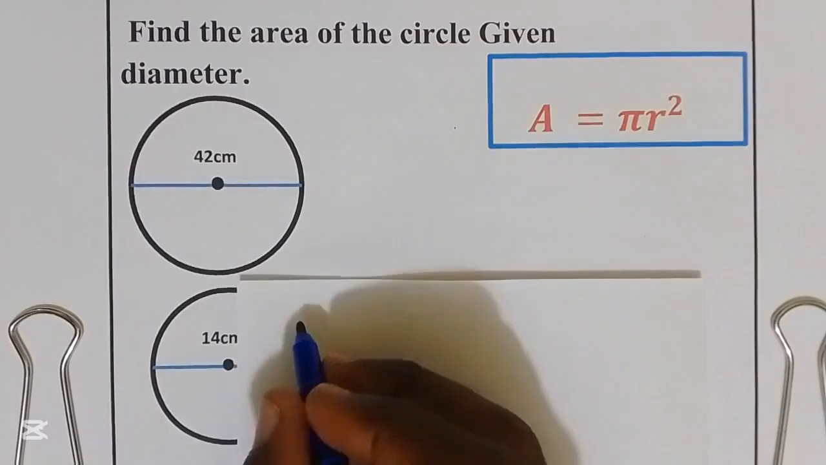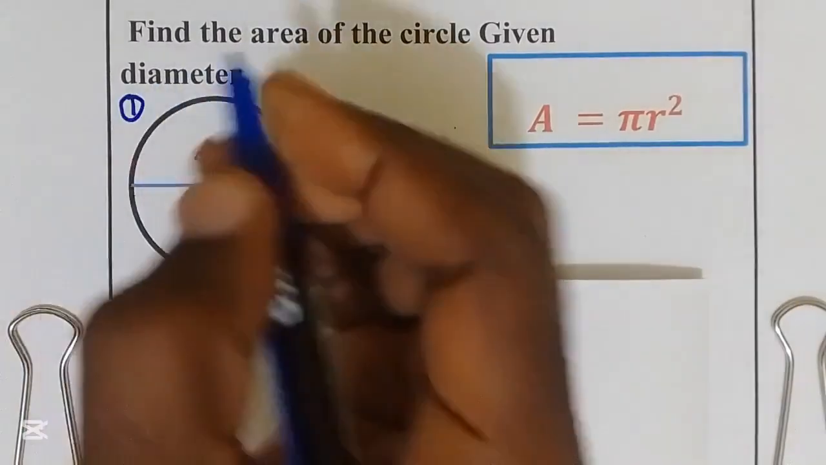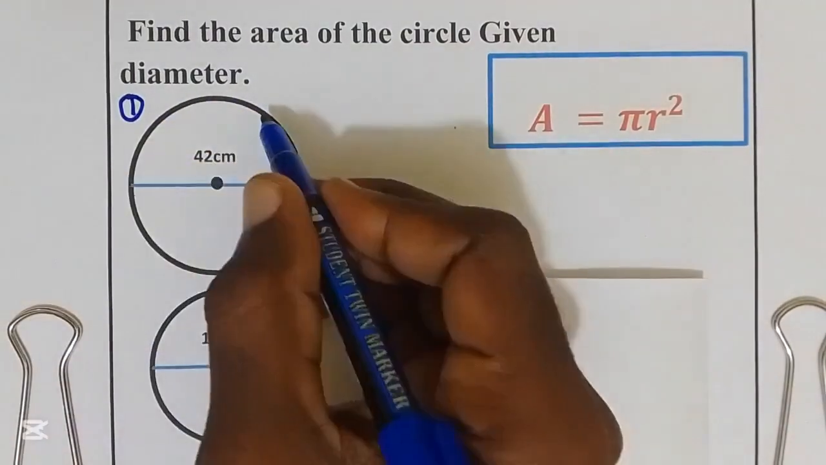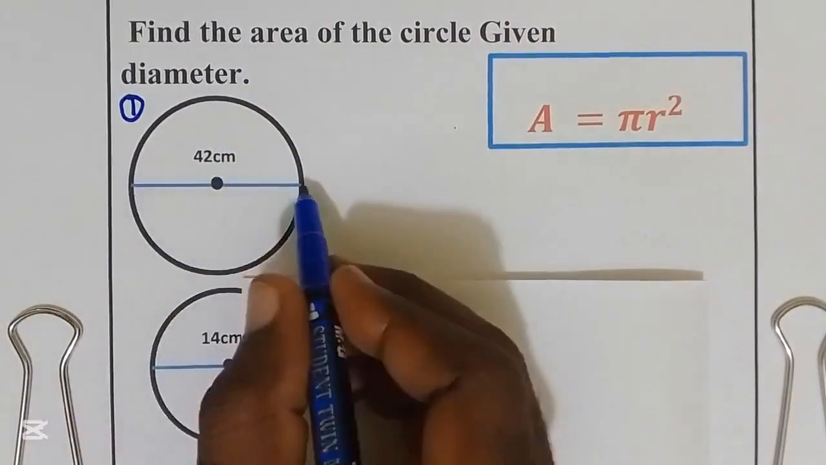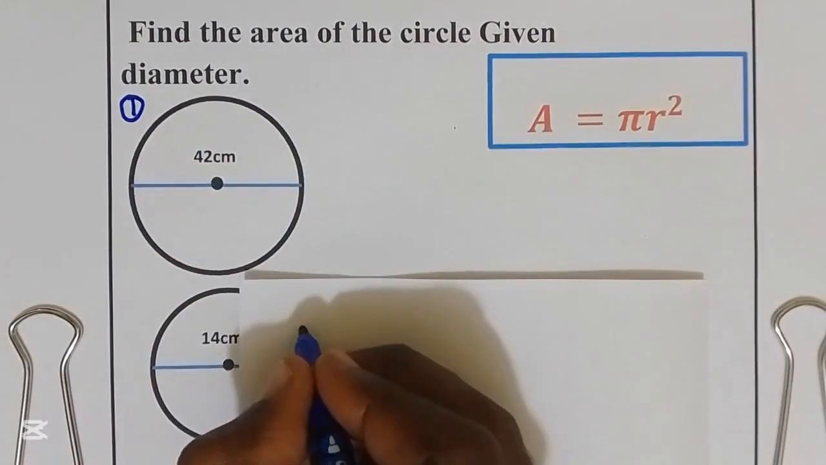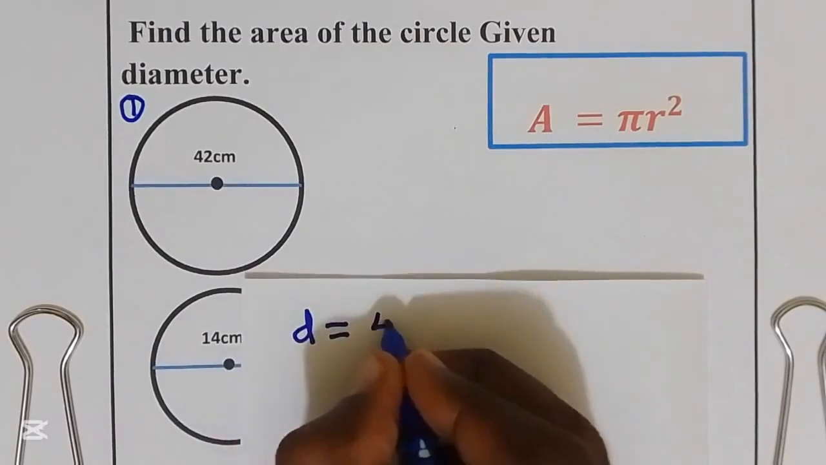Let us do question number 1. They have given to us a circle with a diameter of 42 centimeter. We have diameter is equal to 42 centimeter.